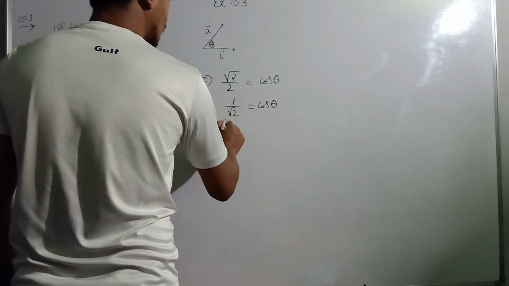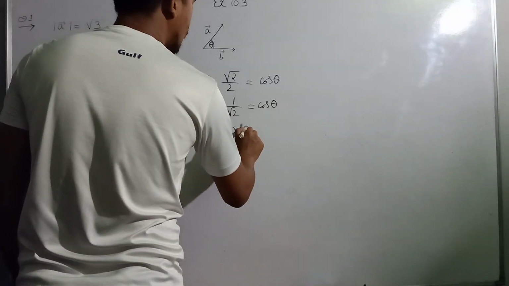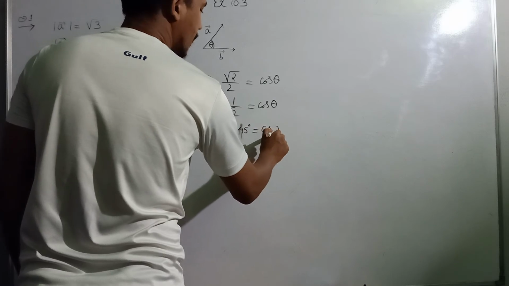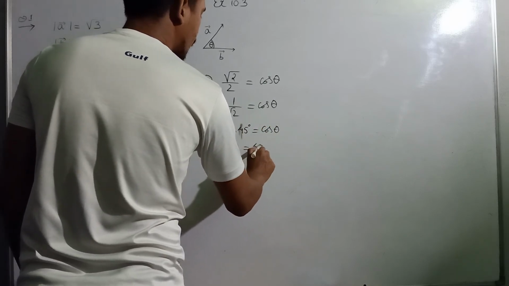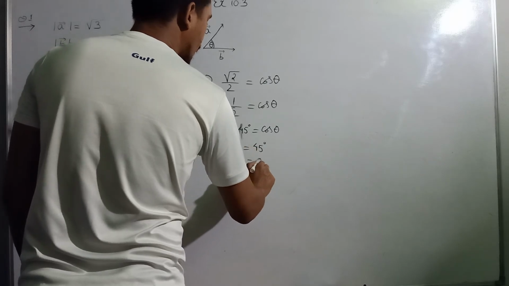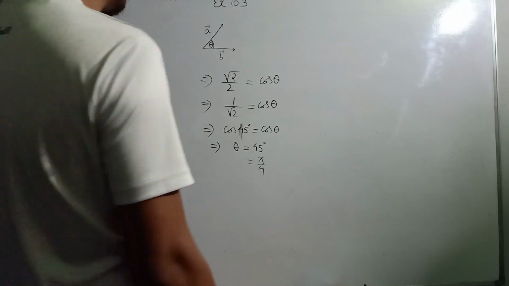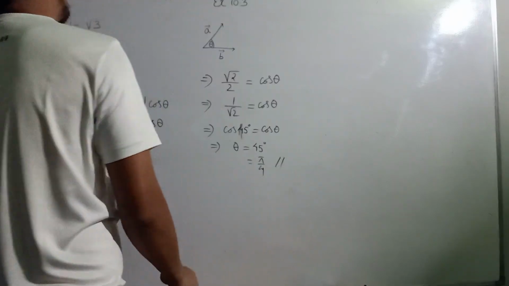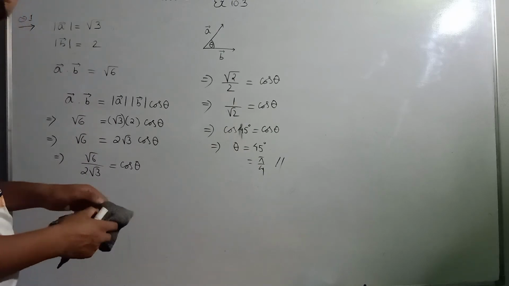We know that cos 45 degree is 1 upon square root of 2, right? So this implies theta will be equal to 45 degree, pi by 4. Is that alright? So that is how we find out the angle between two vectors according to the given condition. Okay?